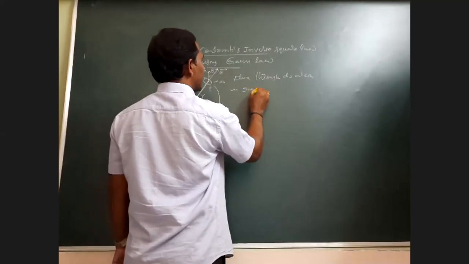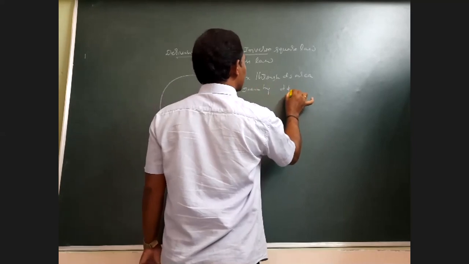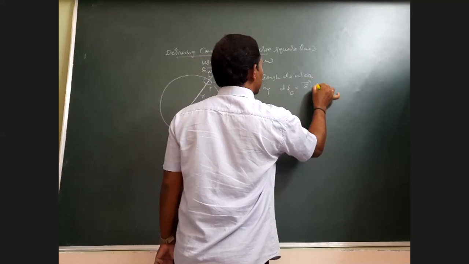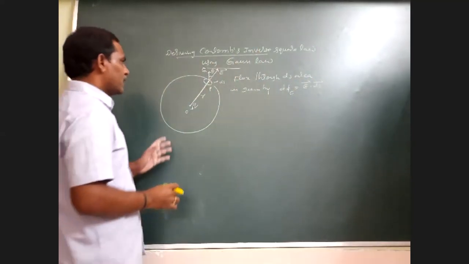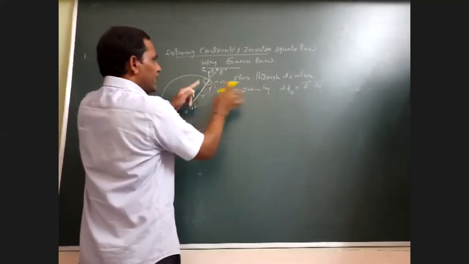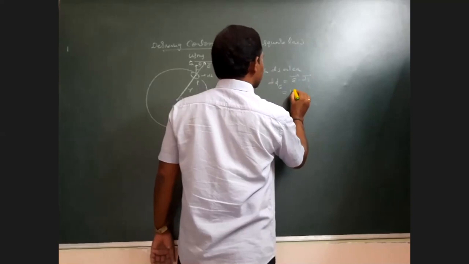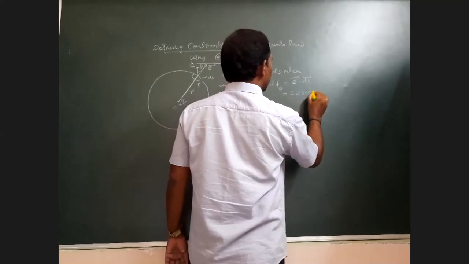is given by d phi equals E bar dot ds bar. Already we discussed that. So here E bar dot ds bar is equal to E ds cos theta, since A bar dot B bar equals AB cos theta. Using that, E ds cos theta.